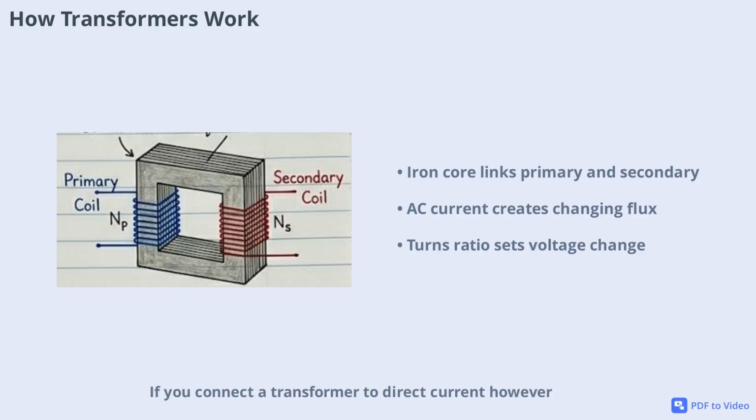If you connect a transformer to direct current, however, nothing happens. No changing flux means no induced voltage. This is why transformers only work with AC.